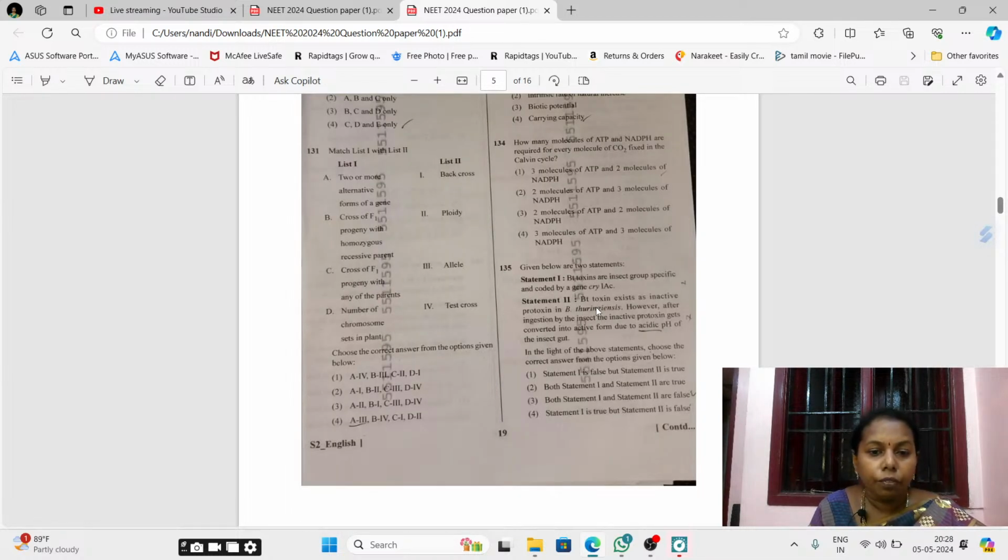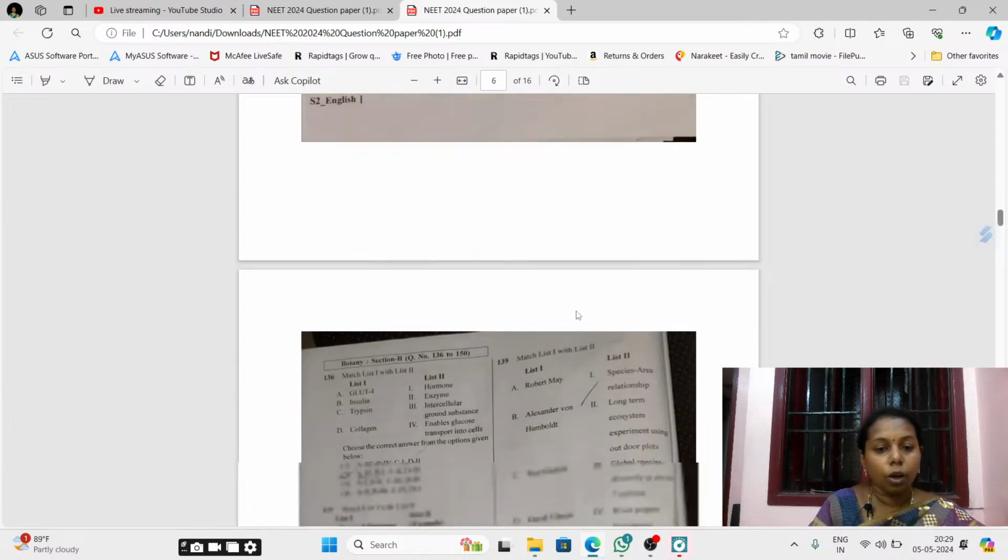Now 135. Statement 1: Bt toxins are insect group specific and coded by Cry1Ac. No, Cry1Ab and all are there, so not only by Ac, so it is wrong. Statement 2: Bt toxin exists as inactive protoxin in Bacillus thuringiensis. However, after ingestion by the insect, the inactive protoxin is converted into active form. Up to that the statement is correct. Due to alkaline pH, so that is also wrong. Both the statements are wrong is the correct answer. 135 option 3. Now 136.